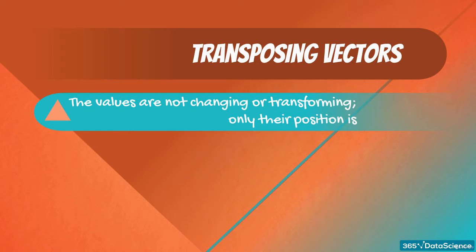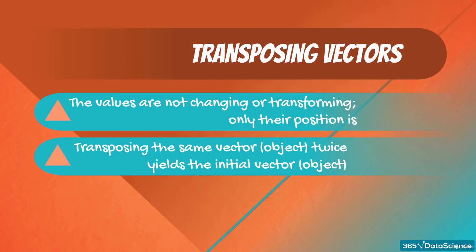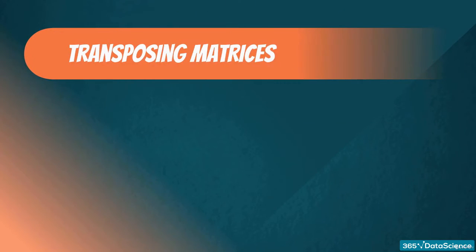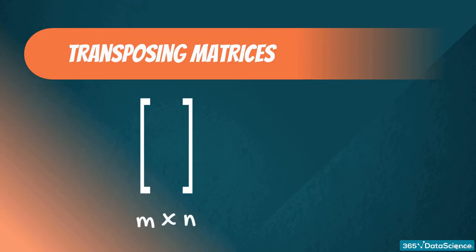Second, transposing the same vector twice yields the initial vector. Third, our initial vector, 1, 2, 3, had a length of 3. In other words, it was a 3 by 1 matrix. By transposing it, it remained a vector of length 3, but it became a 1 by 3 matrix. This last consideration gives a peek into how transposing works for matrices. It turns all its rows into columns and vice versa. In terms of dimensions, when transposed, an m by n matrix becomes an n by m matrix.